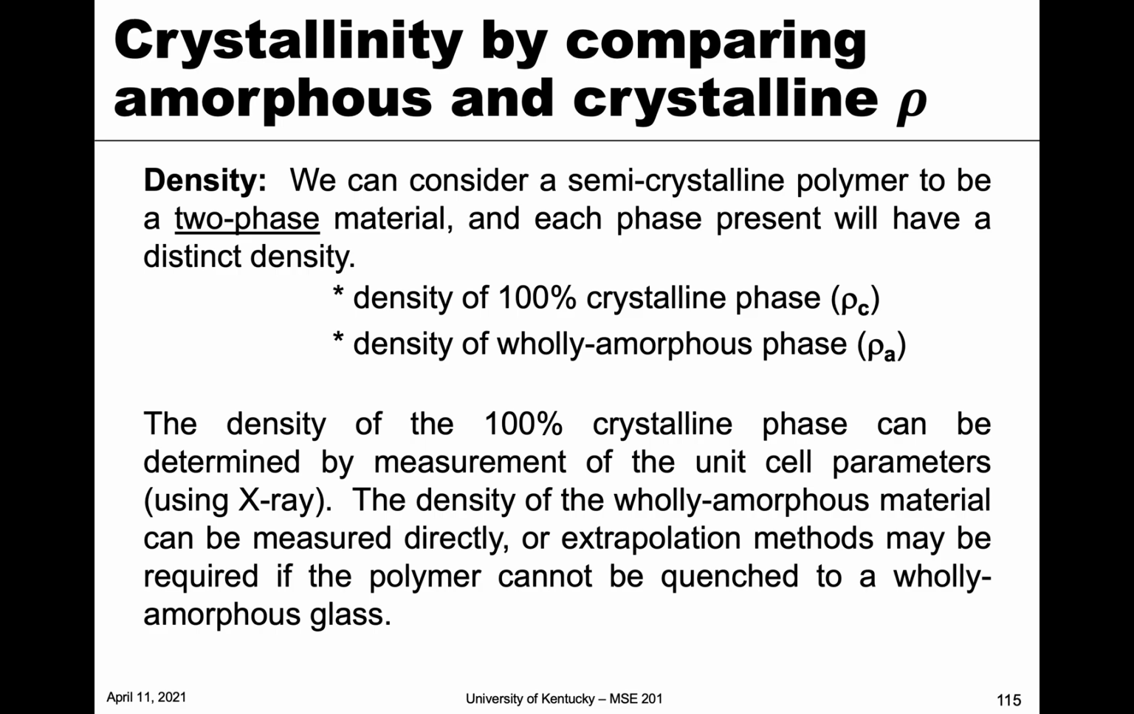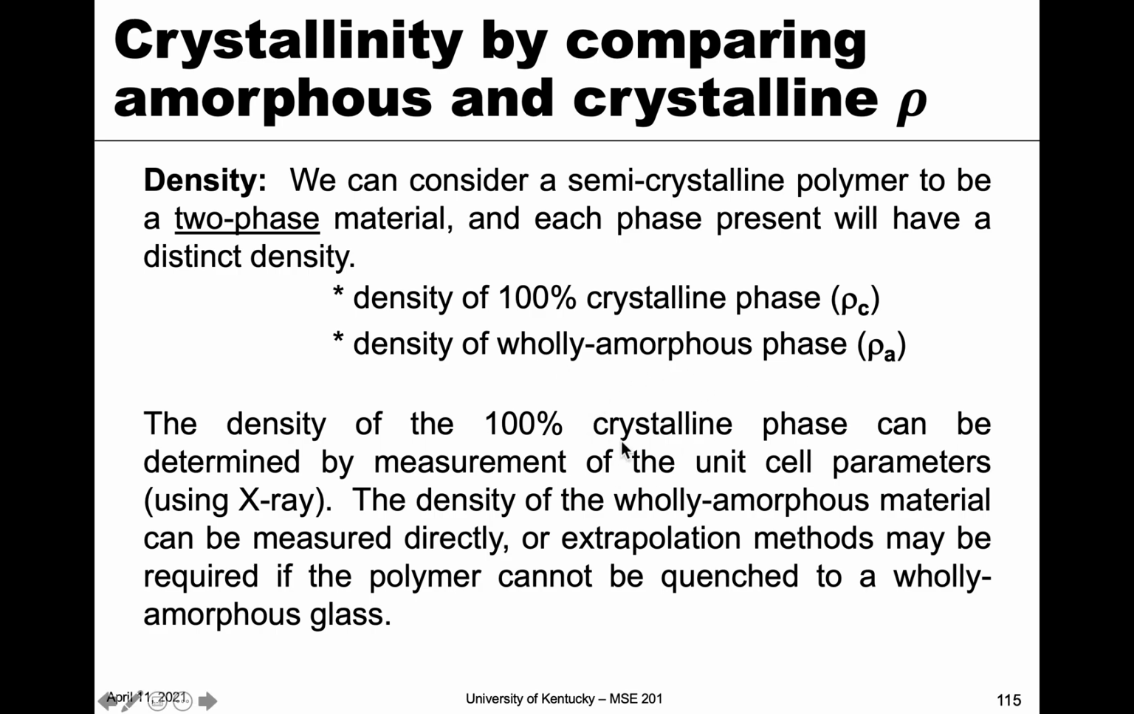So this is density, right? If we consider our semicrystalline polymer to be a two-phase material, then we can think of each phase as having a distinct density, right? We know crystalline materials have a higher density than amorphous or liquids, right? So we're going to have the density of the wholly 100% crystalline phase and the density of a wholly amorphous phase. And the density of a two-phase material is going to be somewhere in the middle there.